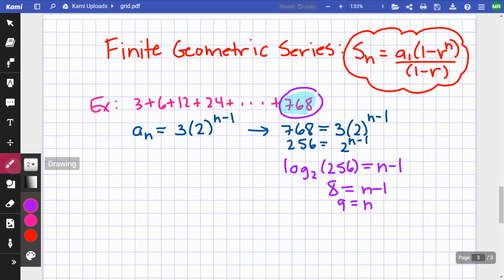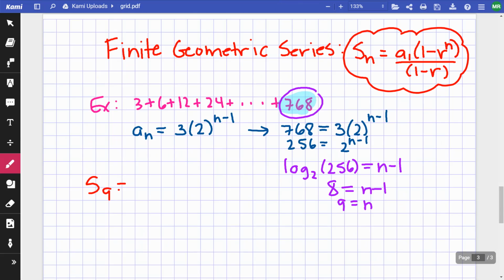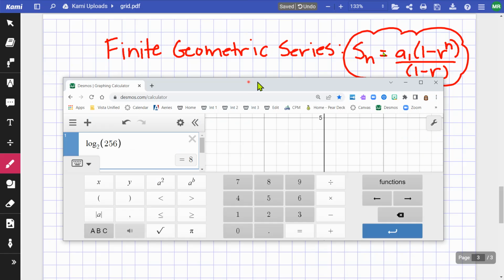That's my 9th term. So if I want to find S sub 9, I'm going to start with my first term, which is 3. I'm going to multiply it by 1 minus my r, which is 2, to the power 9, all over 1 minus 2. And I can put that into my calculator.